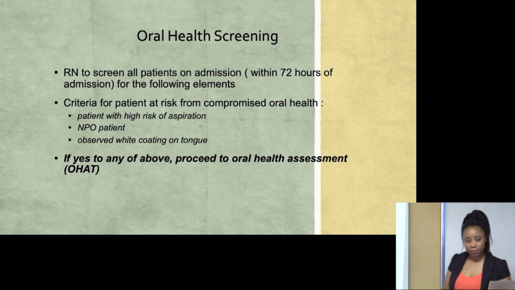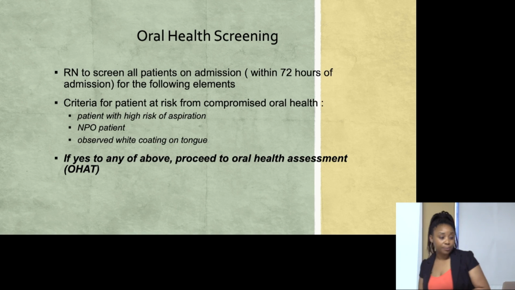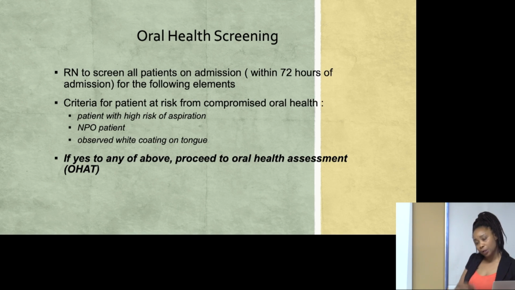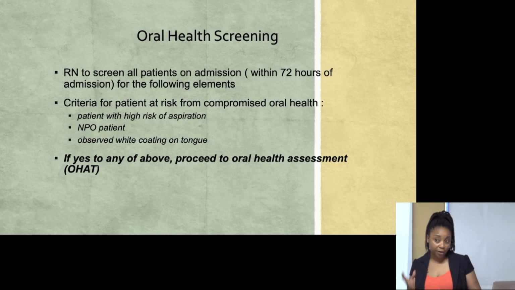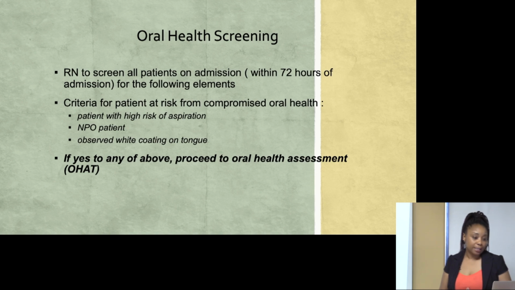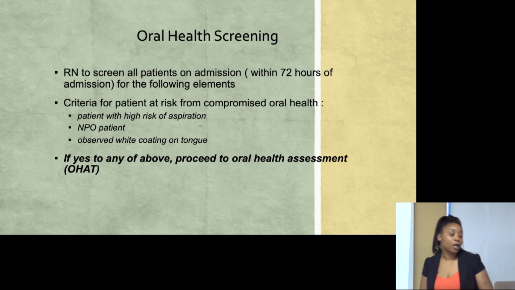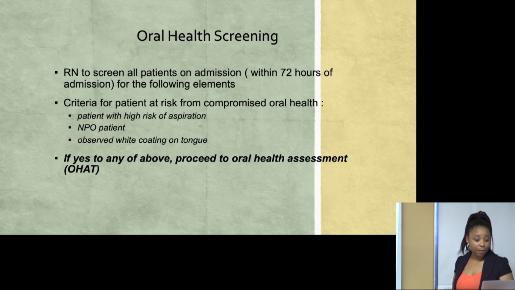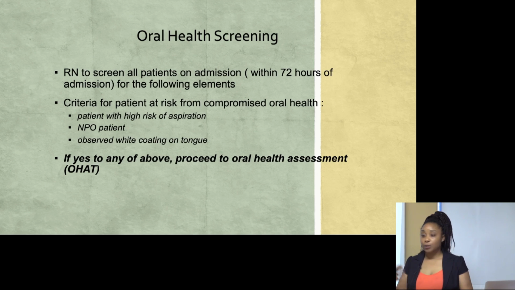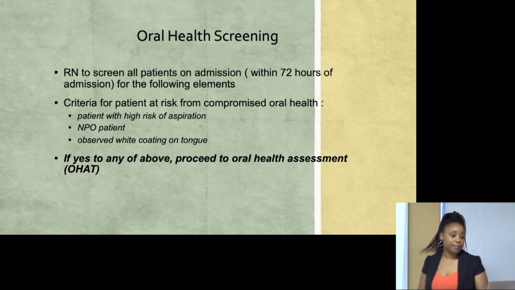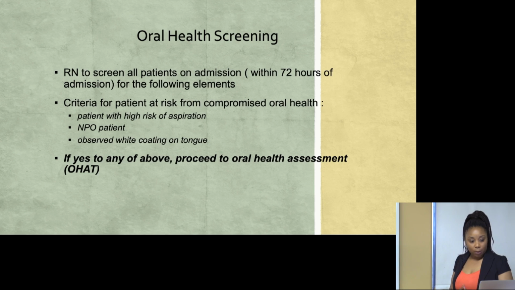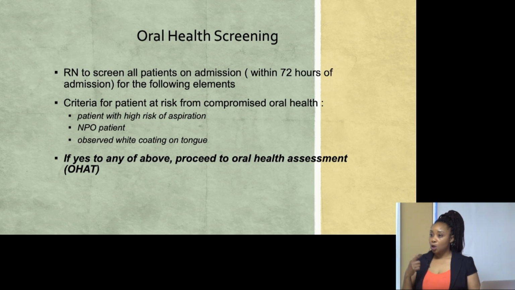Now, what is oral health screening? So basically, the registered nurse upon admission would look at the following elements. There are 3 main criteria that we look at. Basically, we look at a patient who's known for a high risk of aspiration. Mostly these are patients who originally had aspiration pneumonia in acute care. We also look at patients who are nothing by mouth or NPO. These are usually the patients on gavage or PEG feedings. Usually we'll see a patient who has a white coating on the tongue. These are elements that we look out for.